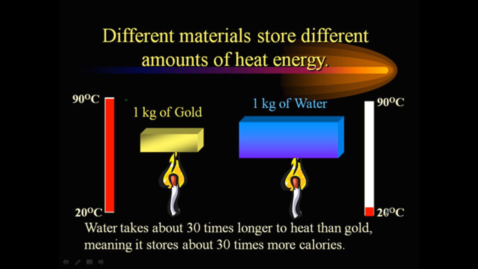And these different materials also store different amounts of energy. So water takes about 30 times longer than gold to heat up, meaning it can store 30 times more of that energy, 30 times more calories to be exact. Because calories, whenever you see those on your nutritional labels, that's actually stored energy. And in this case, we're talking about heat. So that means we can store it in here because it loses that energy slower than gold.